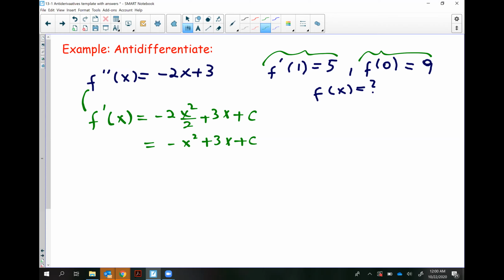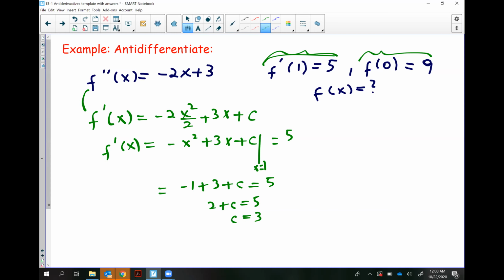And because they gave us, let's use one of the values they gave us. They said f prime of 1 is 5, so that means if I plug in a 1 into here, and set the whole thing equal to 5. So plug in x equal to 1. So plug in a 1 everywhere you see an x: negative 1 plus 3 plus c is equal to 5. And negative 1 plus 3 is 2. So we got 2 plus c is equal to 5. Subtract 2, so c is equal to 3.